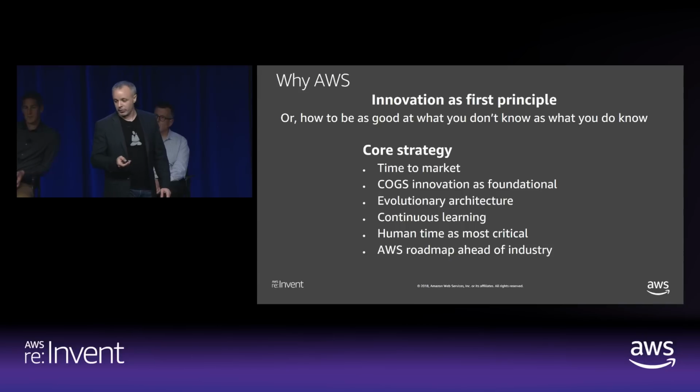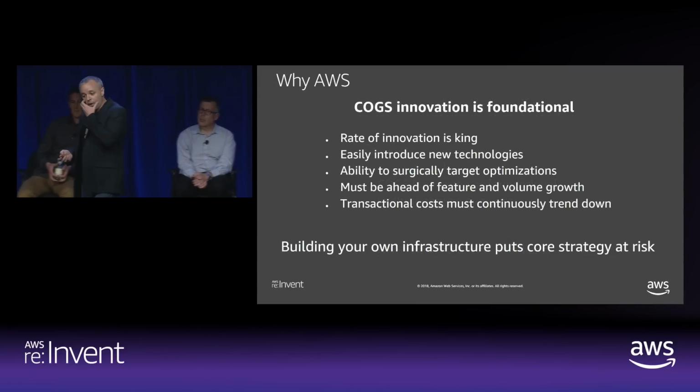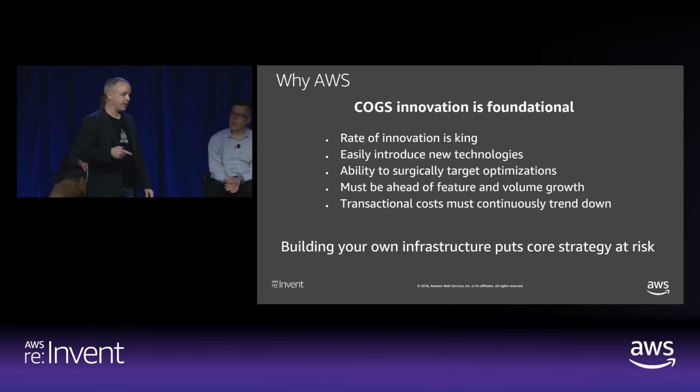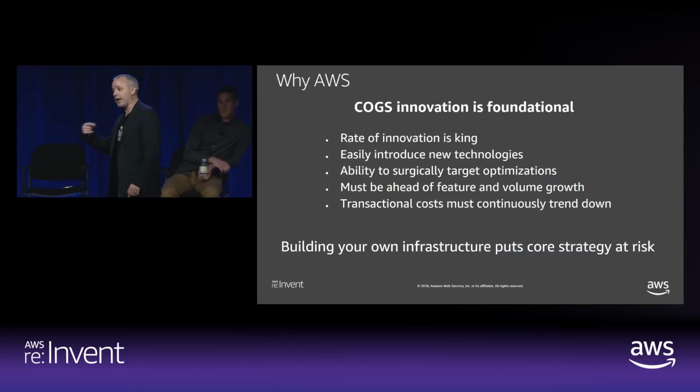And so we're going to walk you through this a little bit. But I do want to talk a little bit about this COGS innovation, and then we'll move on to the tech. The rate of innovation is king. That is the number one thing. Your ability to create new technology and easily introduce that new technology in this haystack will define your ability to succeed. You cannot want your way into this. You can simply build, build, build, get faster, fail quickly, tighten that loop as much as possible, and not pretend that you're going to be able to forecast this all.